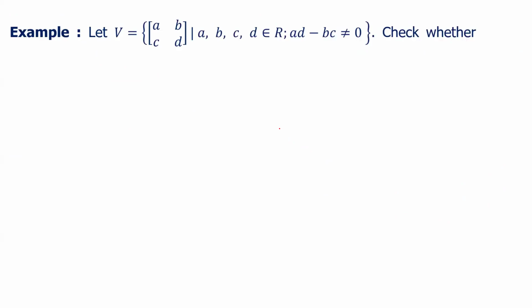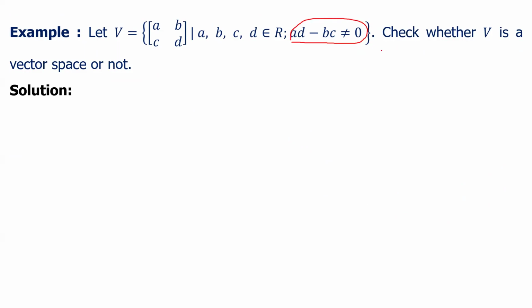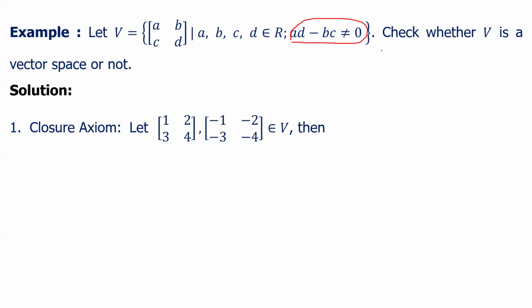Let us take one more example. Let V be the set of 2 by 2 matrices [A, B; C, D], such that A, B, C, D belong to R, and the condition is AD minus BC is not equal to 0. Now we have to check whether V is a vector space or not. Again, we will only check the property which is not satisfied. So let us take the closure axiom.